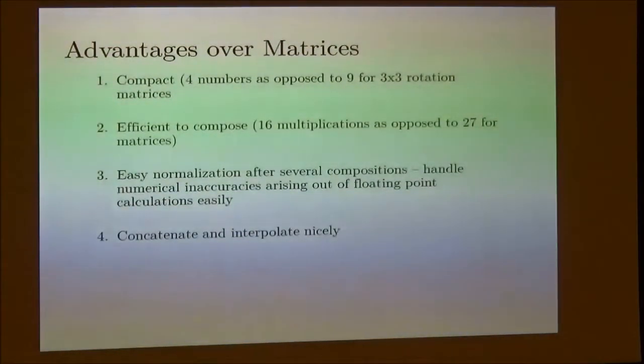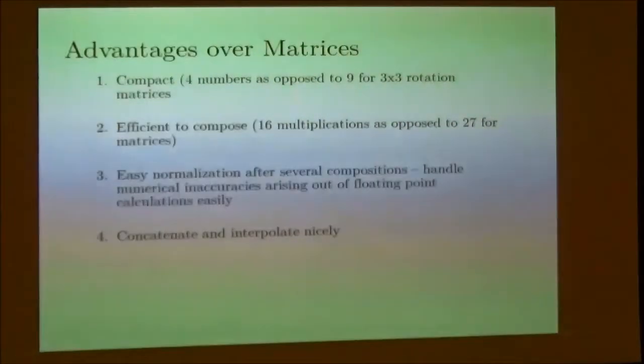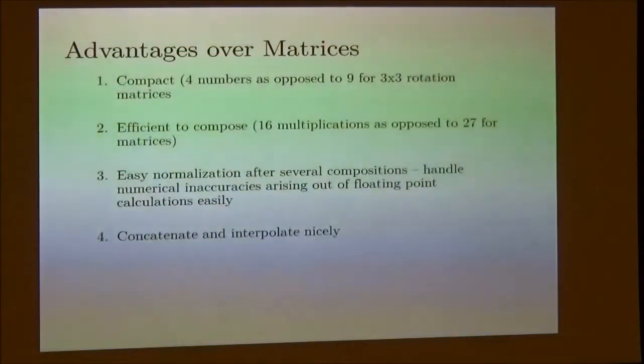The conjugation function itself takes more multiplication to do than matrix multiplication, so that's a downside of quaternions. Then you can easily renormalize them. We need unit quaternions, and they're easy to renormalize because we just divide by the magnitude. With matrices, when you multiply them, eventually the row vectors and column vectors are no longer orthogonal to each other, and that gives rise to distortion. So they are harder to deal with than quaternions.